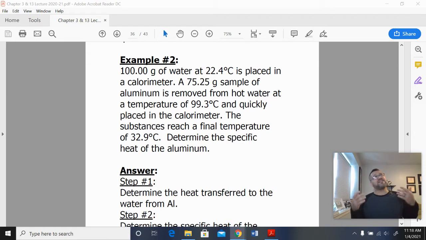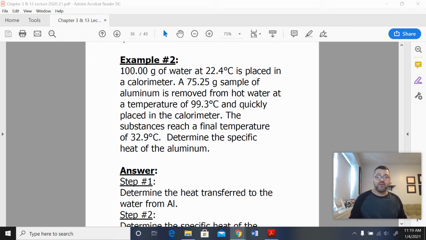Common sense says that if you take a hot piece of metal and you put it into water, the water is going to get hot, right? Common sense also tells you that if you put a hot piece of metal in water and the water is colder, the temperature of that piece of metal is going to go down. And when the temperature of the water goes up in the calorimeter, the temperature of that metal goes down, they end up at the same temperature of 32.9 degrees Celsius. And the question is, what is the specific heat of that aluminum?